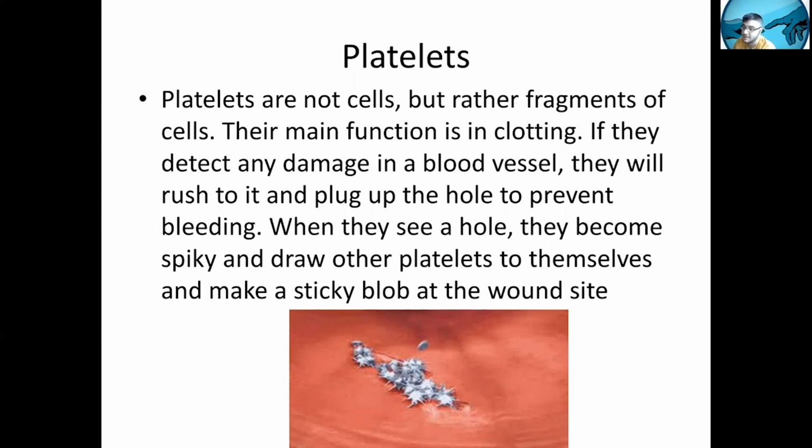When they see a hole, they become spiky, so they actually change in conformation, which helps them stick to the hole and to each other a lot more, and essentially it becomes a big plug at the wound site, which will stop the bleeding, instantly or close to instantly, and over time the vessel itself will heal and regenerate, and the platelets are no longer needed.